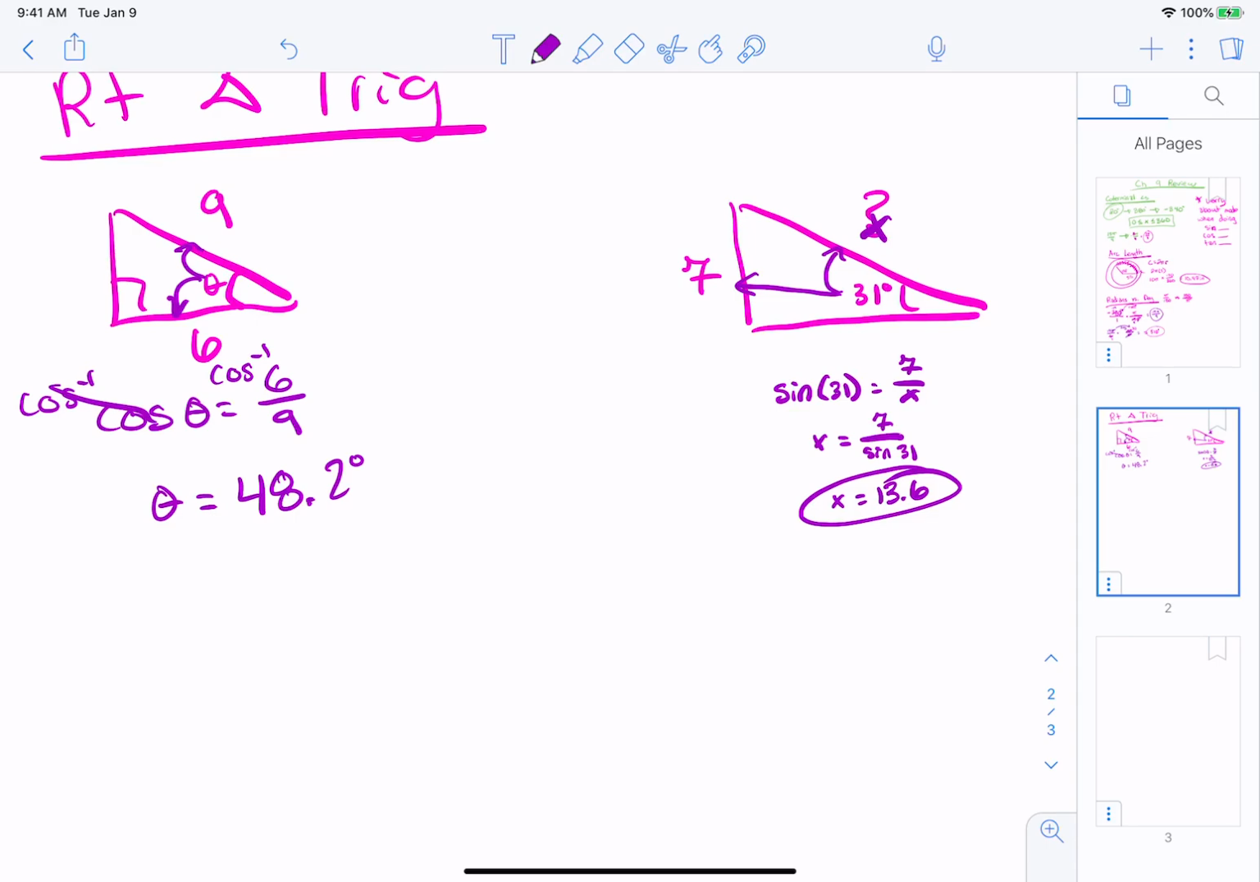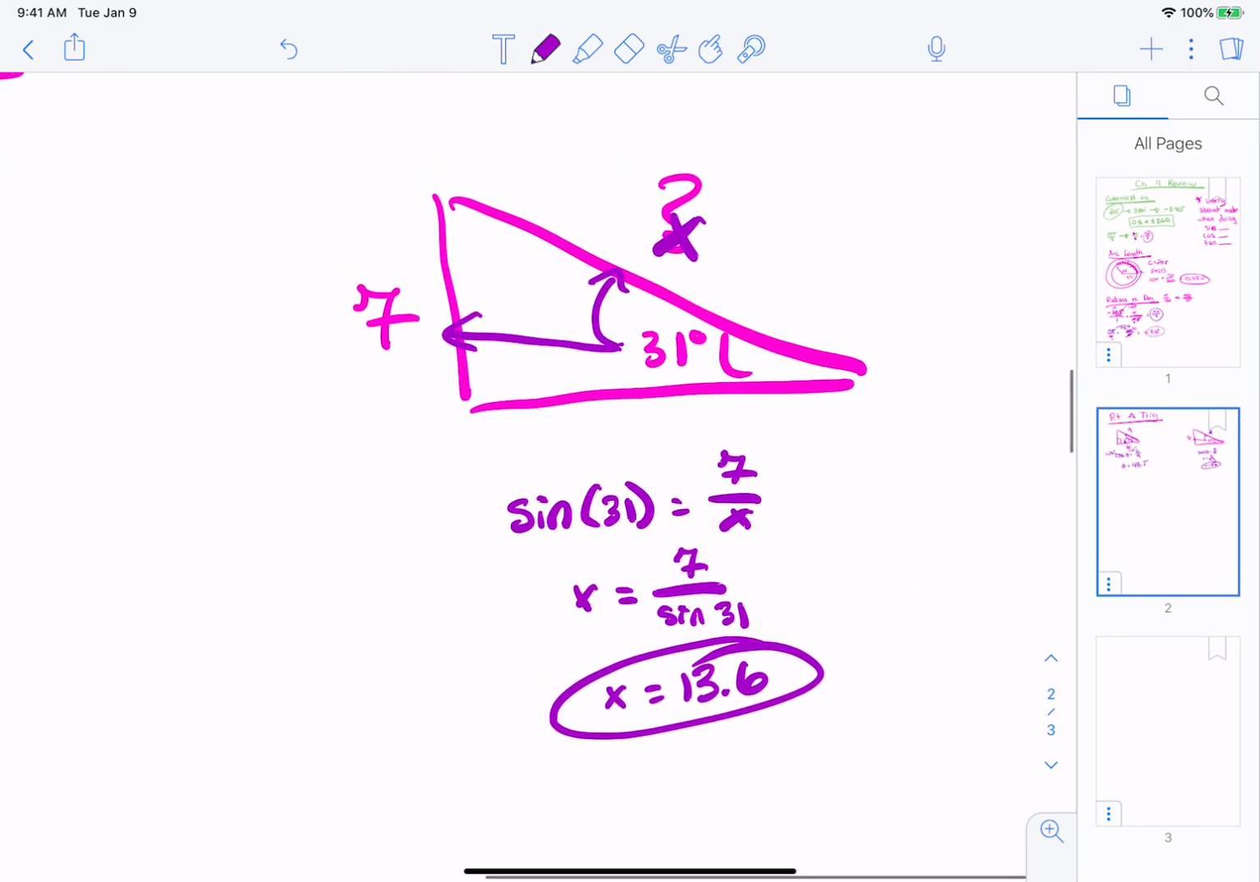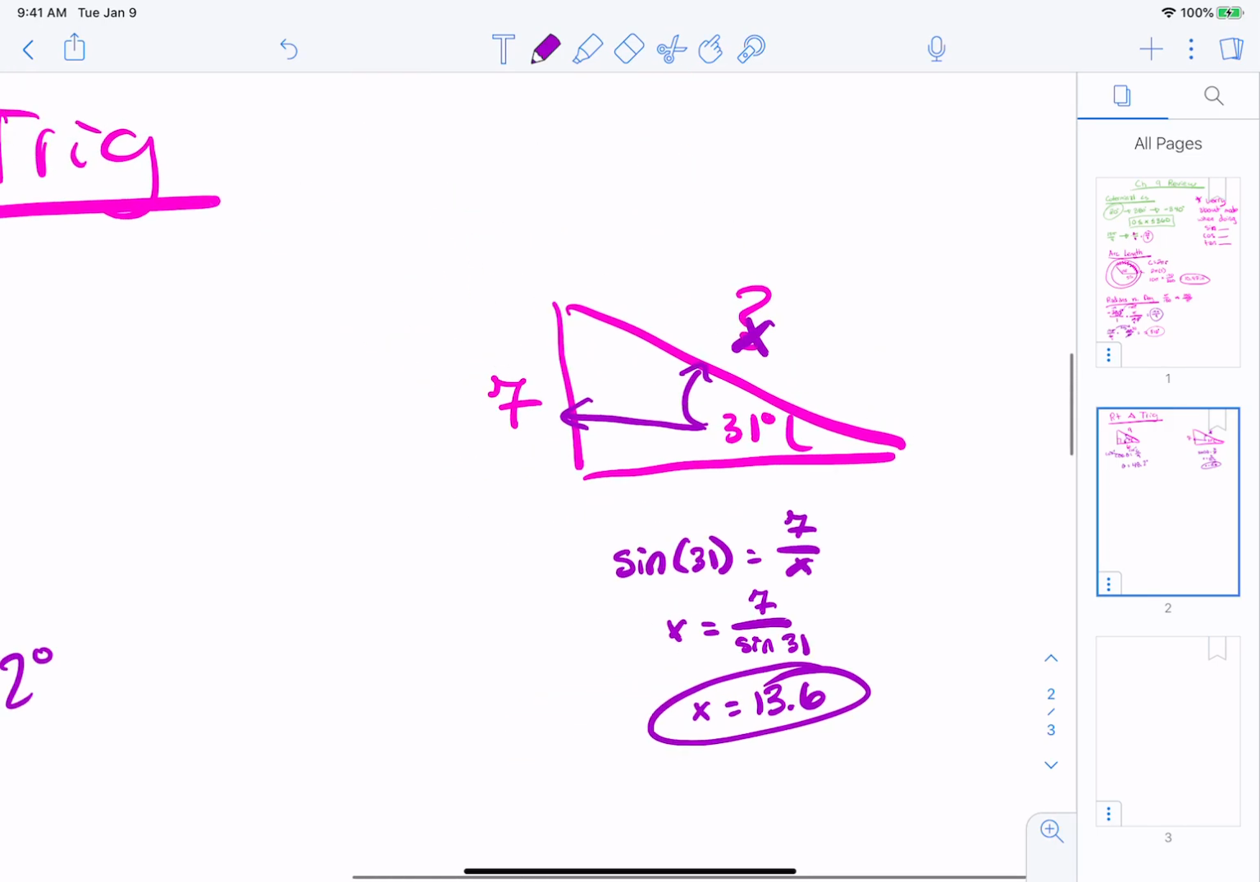Does that make sense? Now, an unreasonable answer. What would be an unreasonable answer in this case? For this problem, if I'm solving for x, what would be not reasonable? Anything less than 7, right? Because it has to be bigger than 7. Okay, so yes, you were right.